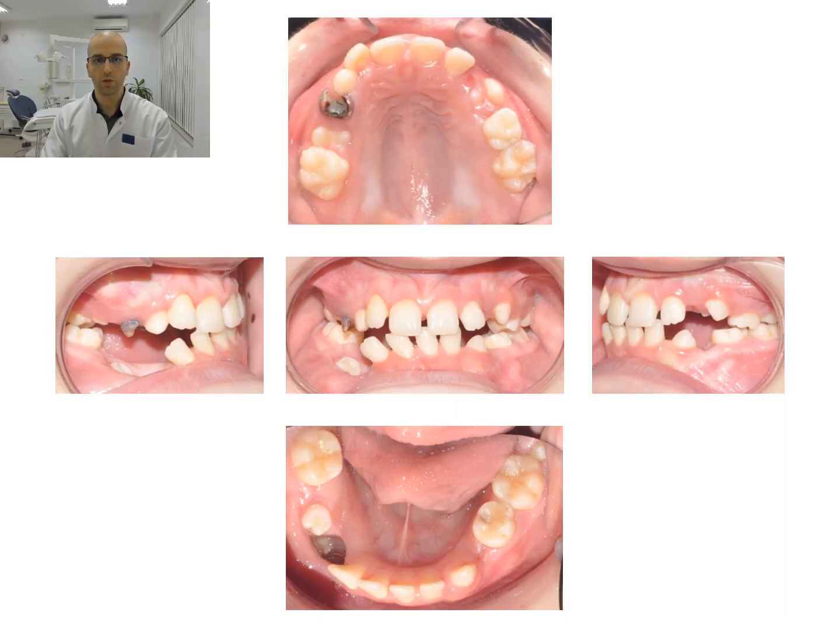Those are the initial intraoral photos of the patient. We can see the reason for the radicular cyst in the upper jaw. That's the severely destroyed first deciduous molar. We can appreciate the severe lower midline deviation to the right and the lateral open bite on the right-hand side, which is the result of the cyst.